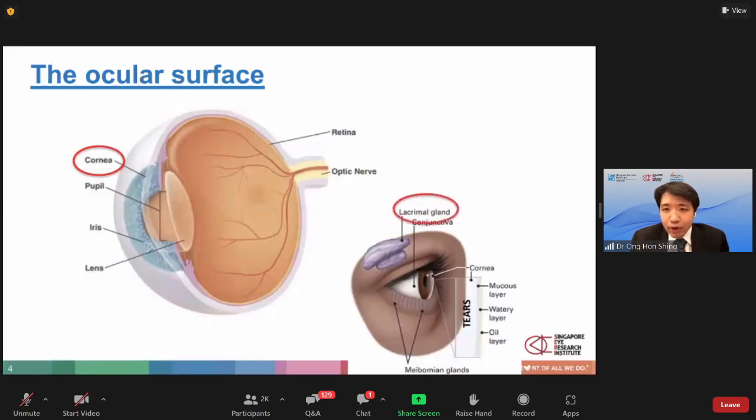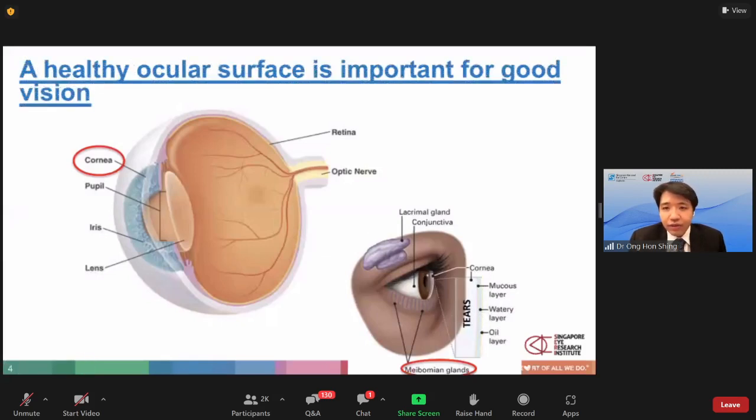Another component of the ocular surface is the lacrimal gland, whose main function is to produce the watery layer of the tears. Another important component of your ocular surface is the meibomian glands, which are found at the margins of your eyelids, and this forms the oily layer of the tear film. So remember, the tears consist of a mucus layer, a watery layer, and an oily layer. All these components form the ocular surface, and a healthy ocular surface is important in preserving vision.